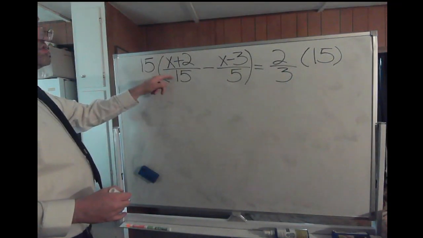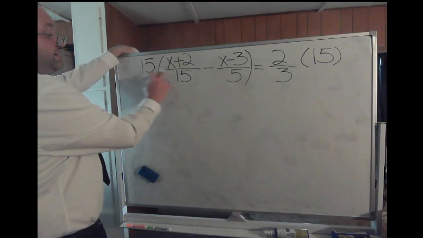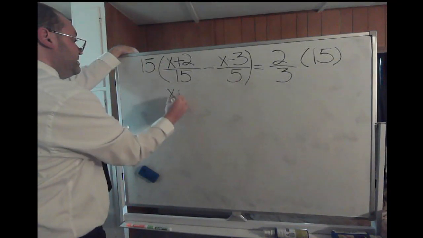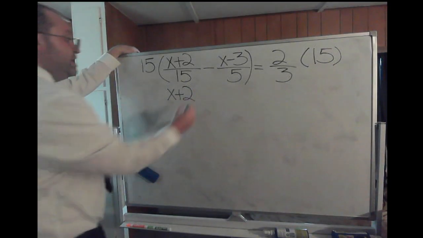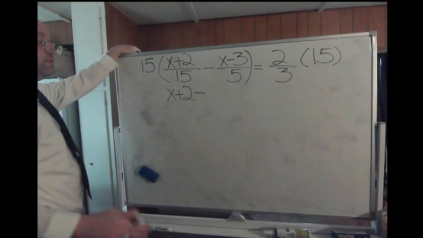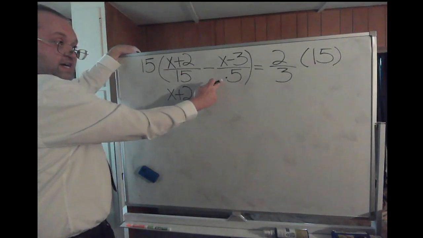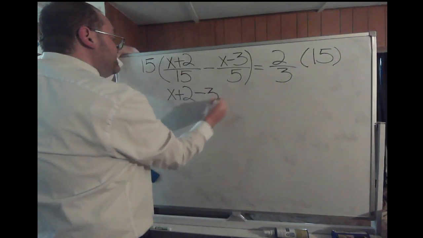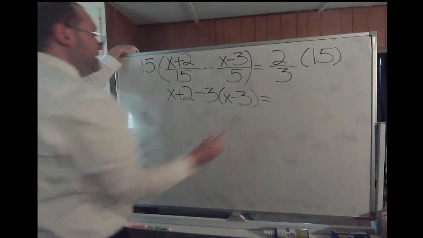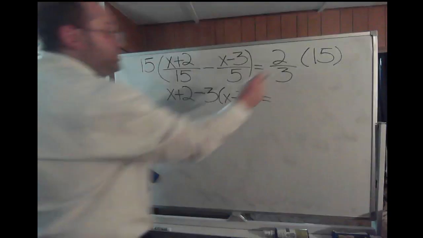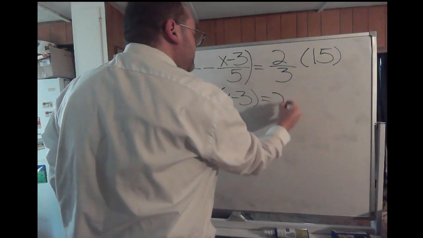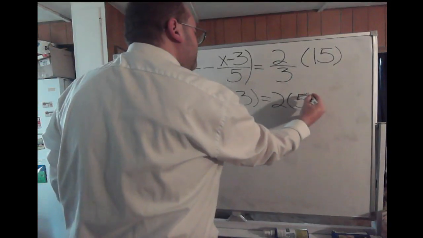So let's start with the first term. 15 times x plus 2 all over 15. 15 divided by 15 is 1. You just have 1 times x plus 2, which is simply x plus 2. Minus, you have 15 times x minus 3 all over 5. 15 divided by 5, that's 3. So you'd have minus 3 times x minus 3, which is going to be equal to 2/3 times 15. Well, 15 divided by 3 is 5. You'd have 2 times 5.